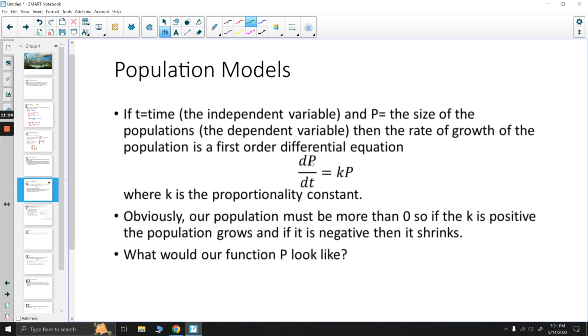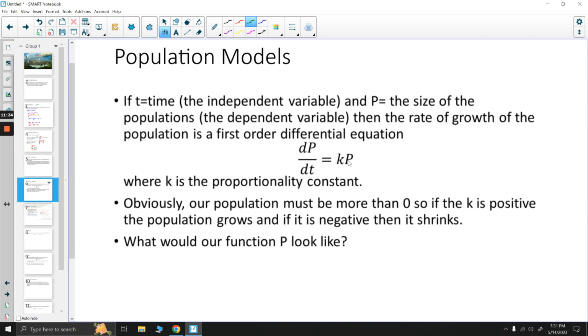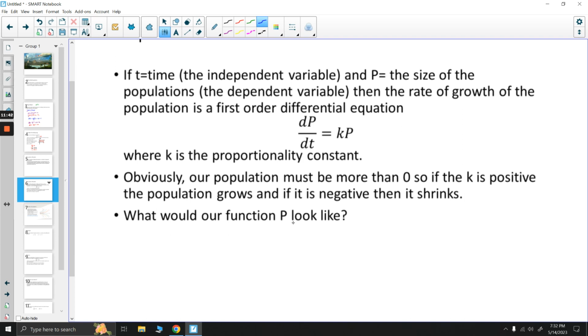Well, essentially, we have this function of p, where the rate of change of our population with respect to time is dependent on p, our current population. So the more population we have, then perhaps we're going to grow more or less depending on the situation. So our function p, if we solve this, we have dP over dt is equal to kP.